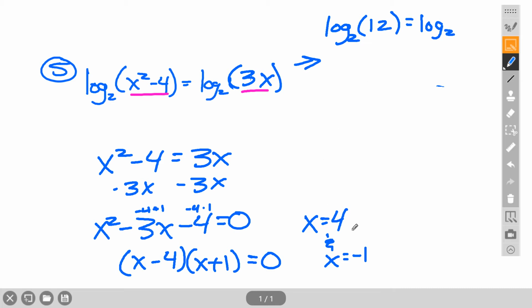So I'm plugging in 4 right now. 3 times 4 is 12. So this is fine, okay? Log base 2 of 12, log base 2 of 12, that's fine.